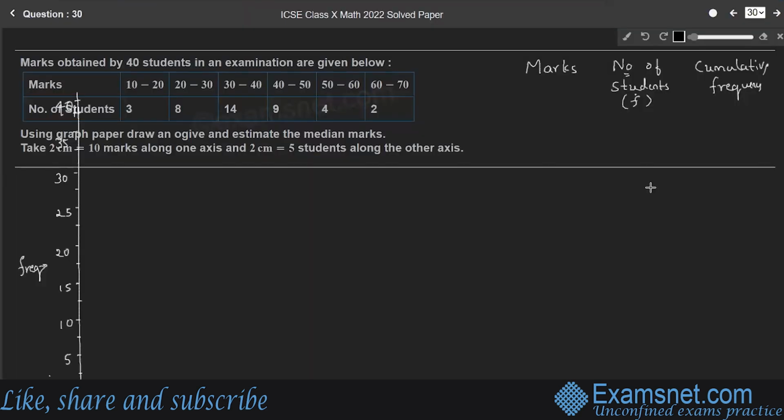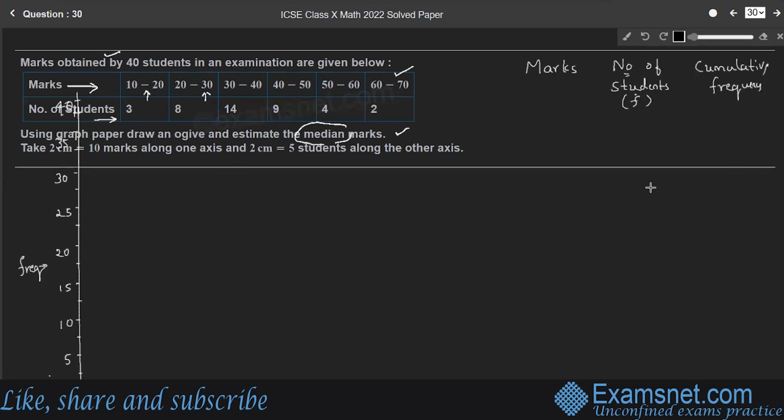Question 30. Marks obtained by 40 students in an examination are given below. Here, ranges of marks are given: 10 to 20, 20 to 30, up to 60 to 70. And the number of students who obtained marks in those particular ranges are 3, 8, 14, 9, 4 and 2 respectively. So here the question is, using graph paper, draw an ogive and estimate the median marks. We are going to find the median.